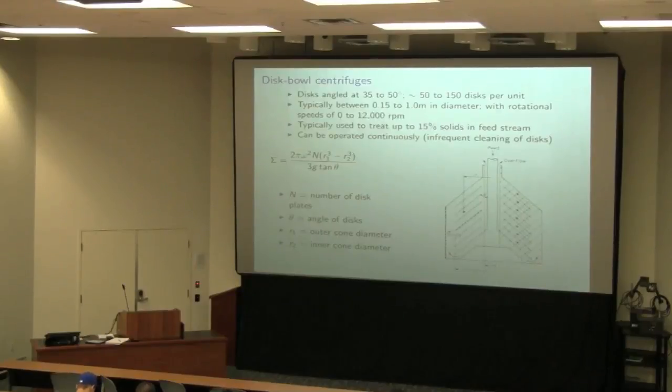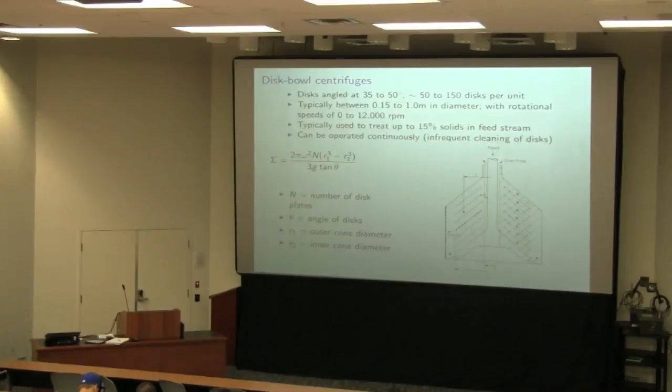So these numbers are what we need when we're designing the unit, because we're going to calculate a sigma and then find how many discs should we specify? What angle should they be at? What speed should we operate the unit at? These numbers up here give us guidelines to ensure that we pick a reasonably sized centrifuge. And the other thing to realize is that it's typically used to treat streams where the solids feed rate coming in is around 15%. So there's the sigma factor for this centrifuge.